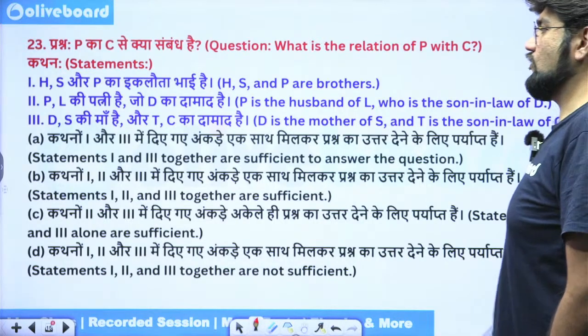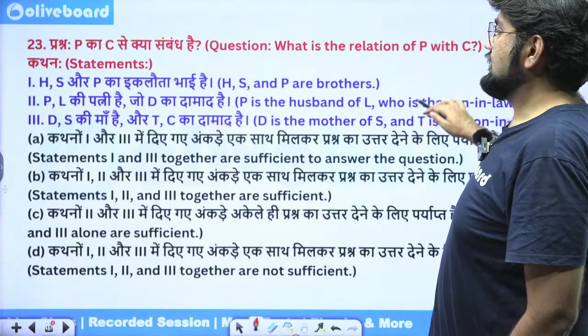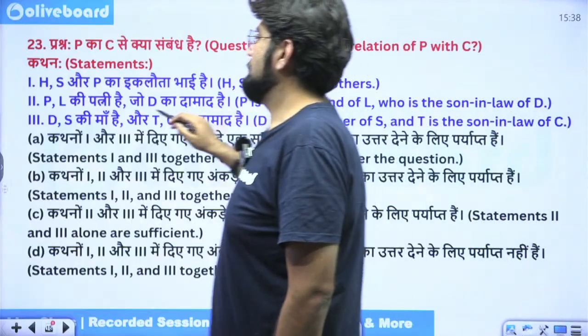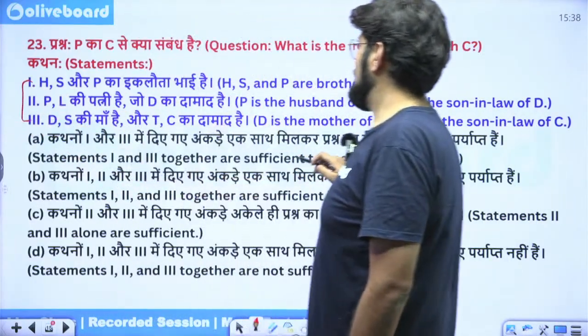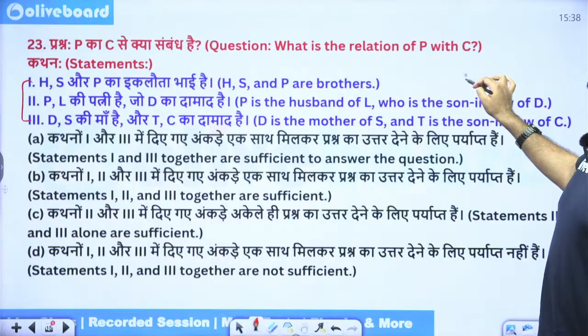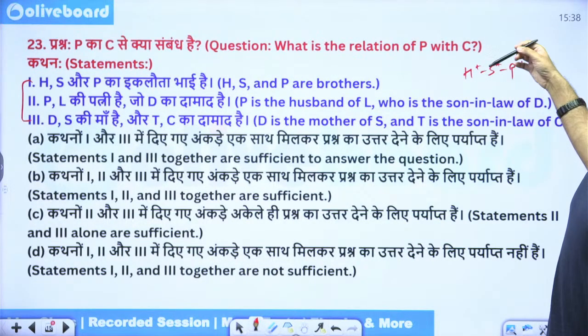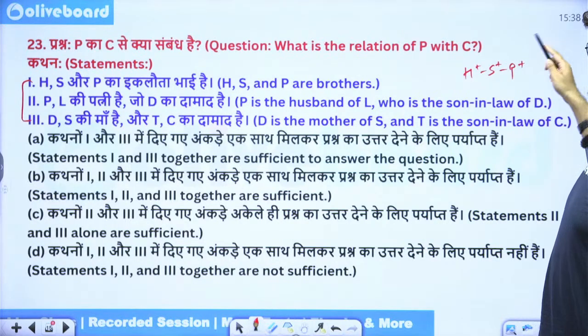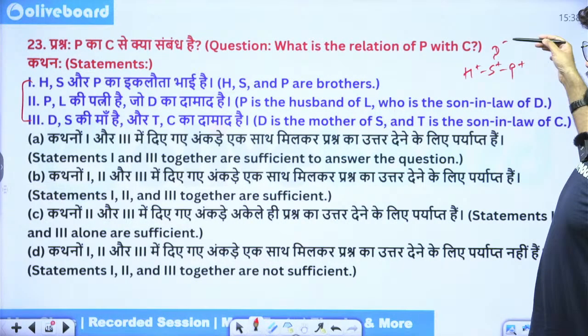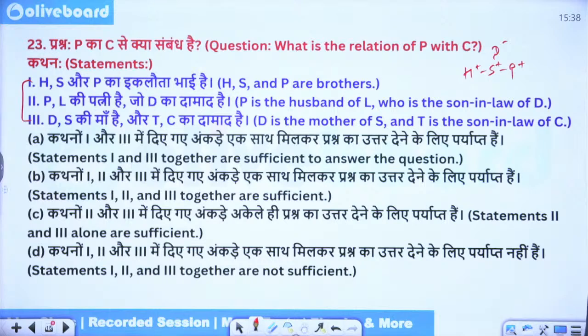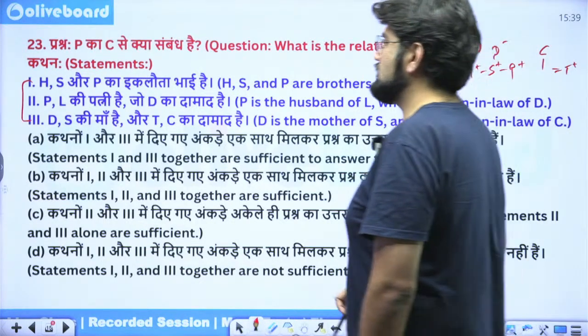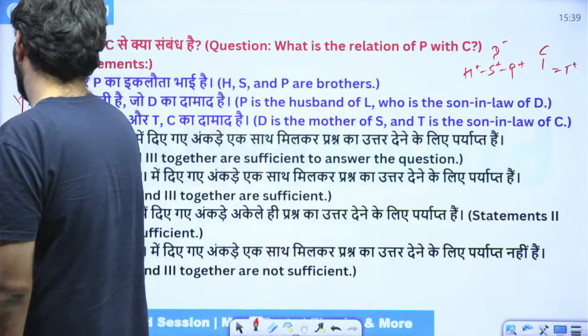So first check for 1 and 3. So this is 1 and 3. So H, S and P are brothers. Relationship of P with C. D is the mother of S. And T is the son-in-law of C. No relation whatsoever. For T is the son-in-law of C, no relation. I don't know how to connect them. Okay. So 1 and 3 together are not sufficient to answer the question.